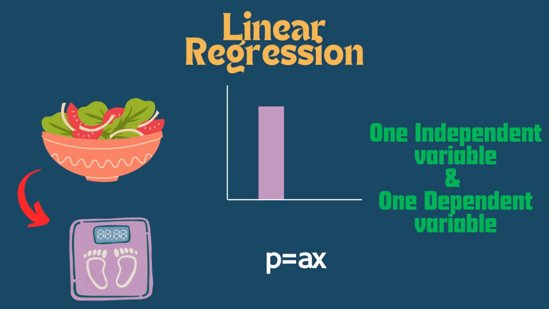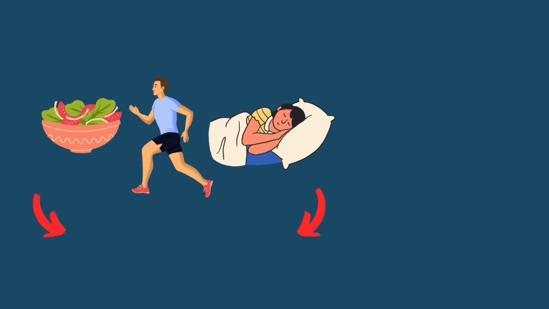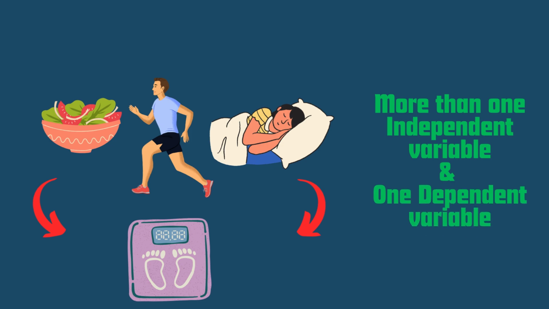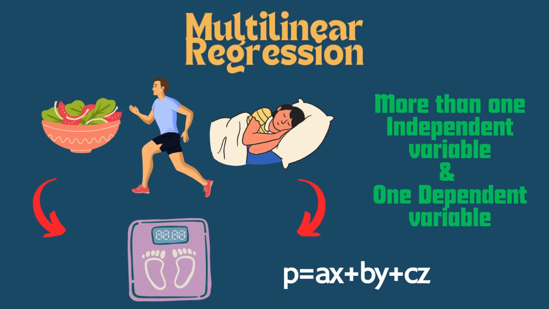But what if we have more than one independent variable and only one dependent variable? For example, we are measuring the effect of diet, exercise, and sleep on weight loss. In such a case, where there are multiple independent variables, one has to use multiple linear regression.